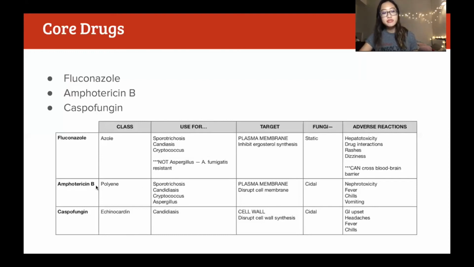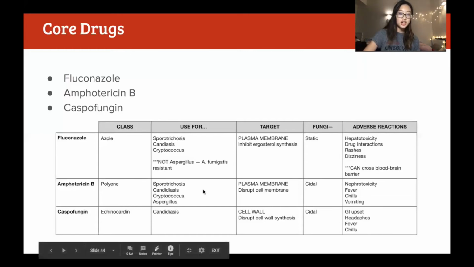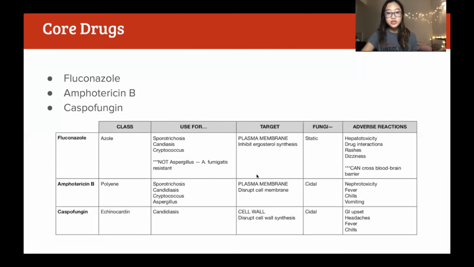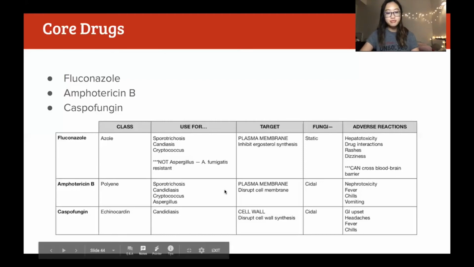So likewise, amphotericin B, it's a polyene, and it's nephrotoxic. So if somebody wants to be treated for candidiasis or cryptococcus, and they have kidney failure, do not choose amphotericin B, because that's going to stress out their already damaged kidneys. Okay, so you can see how this can be woven into the structure of an exam. Amphotericin B disrupts the plasma membrane.